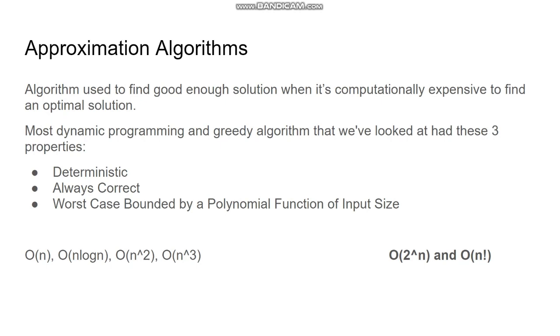So, of the three properties listed above, we want to relax one of them so that we can come up with a good enough solution, not necessarily the optimal solution, in order to solve the problem in a fast enough time. So, we are going to relax condition number 2, the always correct. We're going to come up with an approximate solution as opposed to the optimal solution.